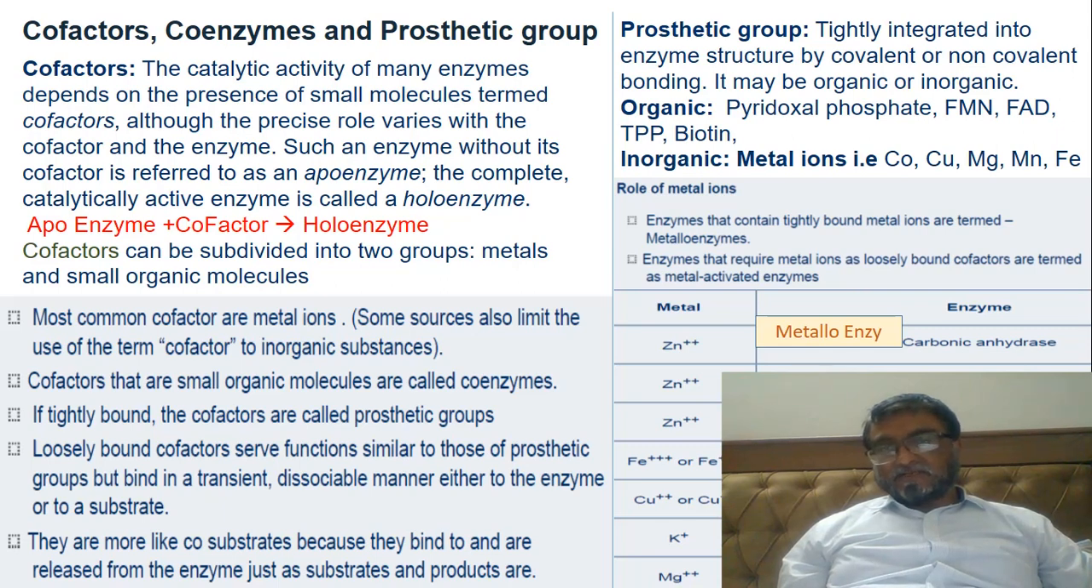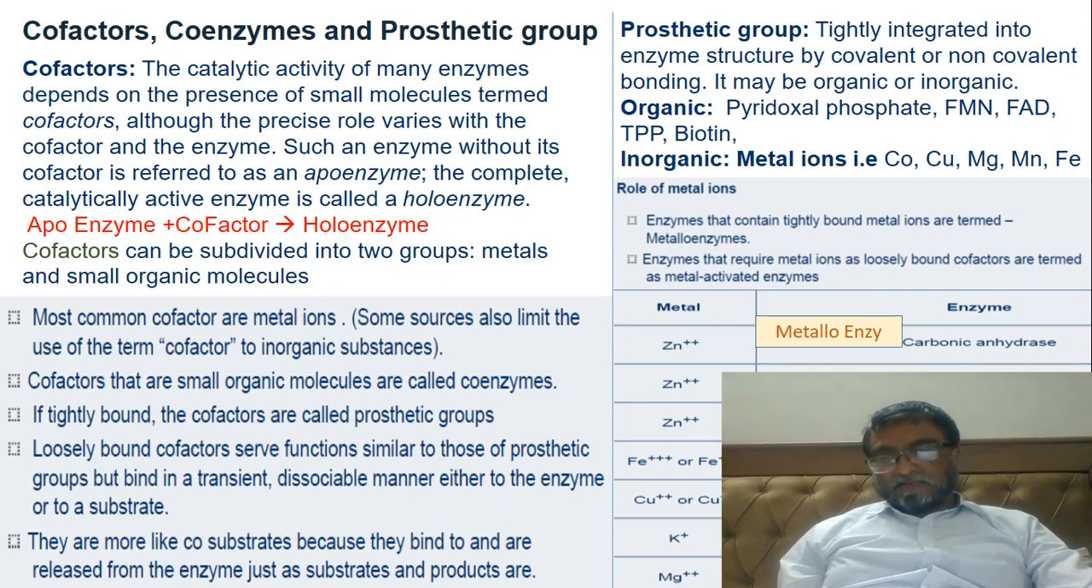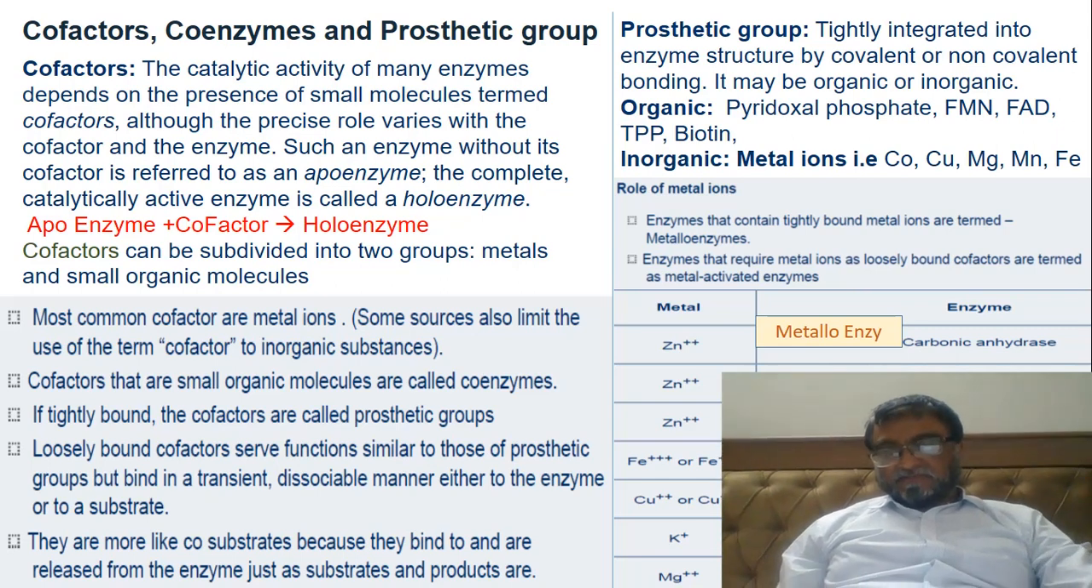For example, zinc is attached to carbonic anhydrase. Sometimes zinc is combined with alcohol dehydrogenase. Sometimes it is combined with carboxypeptidase. Similarly, ferrous and ferric ions are associated with the cytochromes, such as cytochrome oxidase. Potassium is associated with propionyl CoA carboxylase. Magnesium is associated with hexokinase. This hexokinase is especially important for the transfer of phosphate groups.